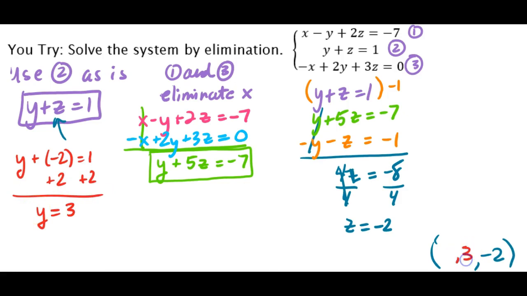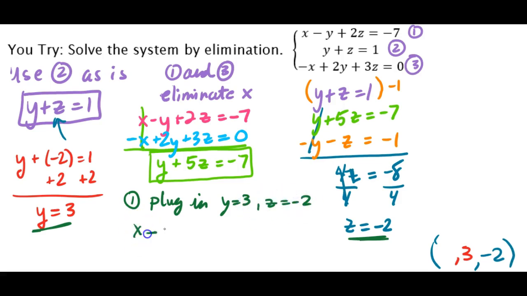So now I have my y value. The last thing I need to do is my x value. I have to use one of my original equations, and it has to be either number 1 or number 3, because those are the only two equations that actually have the letter x. So I'm going to choose to plug this and this into equation 1. So I'm taking equation 1 and I'm going to plug in y equals 3 and z equals negative 2.